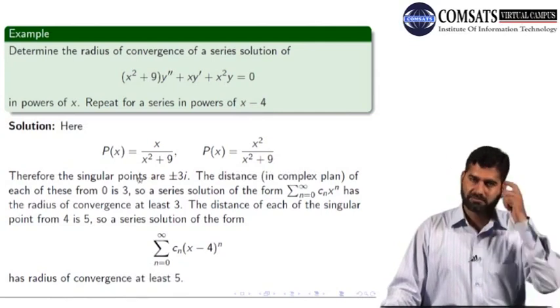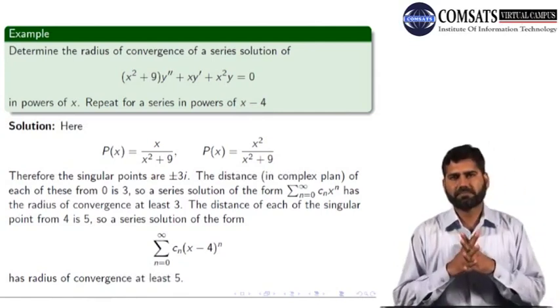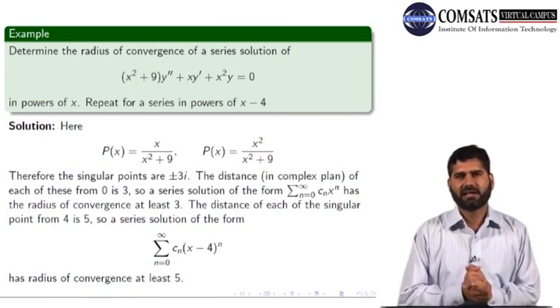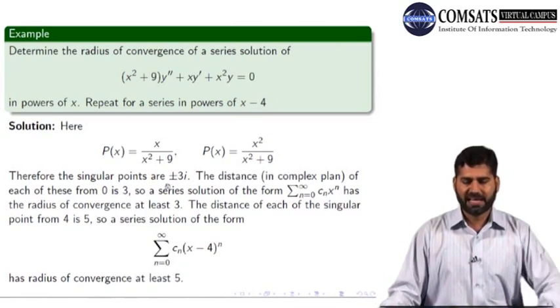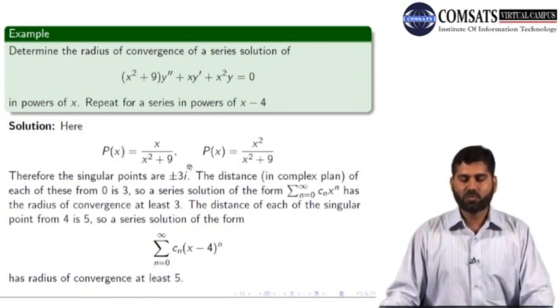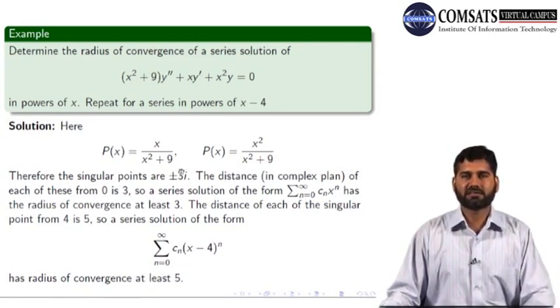Therefore, the singular points are, as we said, singular points need not be real numbers. They can be imaginary numbers. So if I take x² + 9 equal to 0, then x will become plus or minus 3i. So plus or minus 3i are the singular points. The distance in the complex plane of each of these from 0 is 3. These two points have a distance of 3 from 0. So it means the radius of convergence is 3.